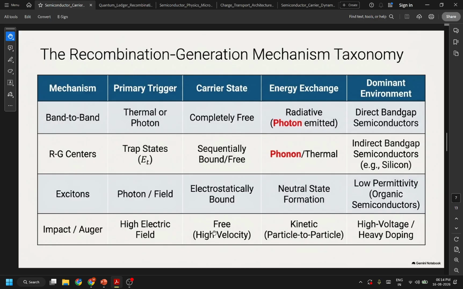The carrier states are free and also have high velocity, and the energy exchange is kinetic, which is particle to particle. So one particle transfers energy to another particle, and they are dominant where there is heavy doping or when a high voltage is applied.